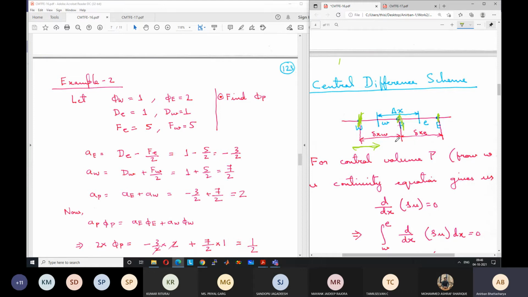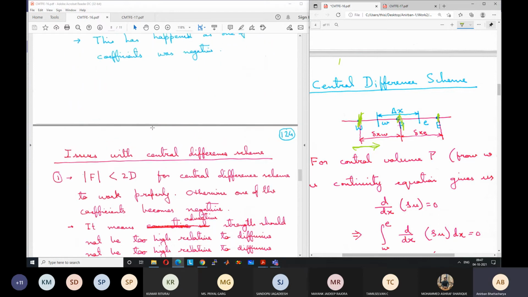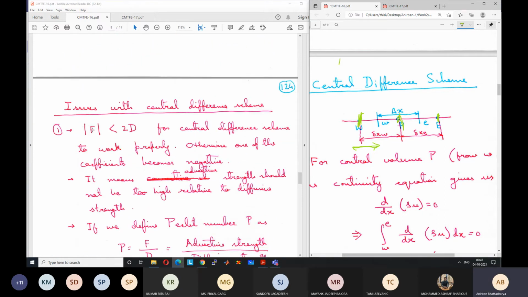Similarly, if the flow is from right to left, f will be negative. Okay. So if f is minus twice the value of d, again this term will be 0, and if the magnitude is greater than twice the value of d, then again this term will be negative, and the same issue will come up. So central difference scheme will only work if the absolute value of f is less than 2d. Otherwise, one of the coefficients will become negative, and it will lead to an unrealistic solution.